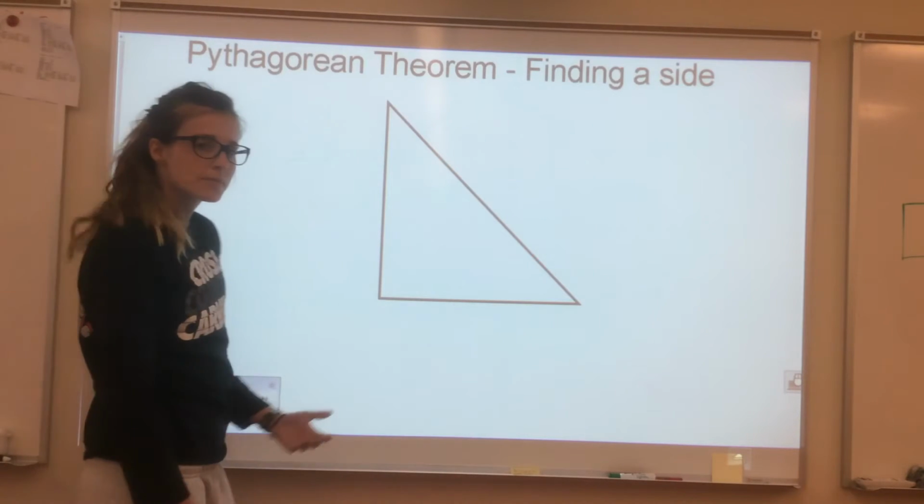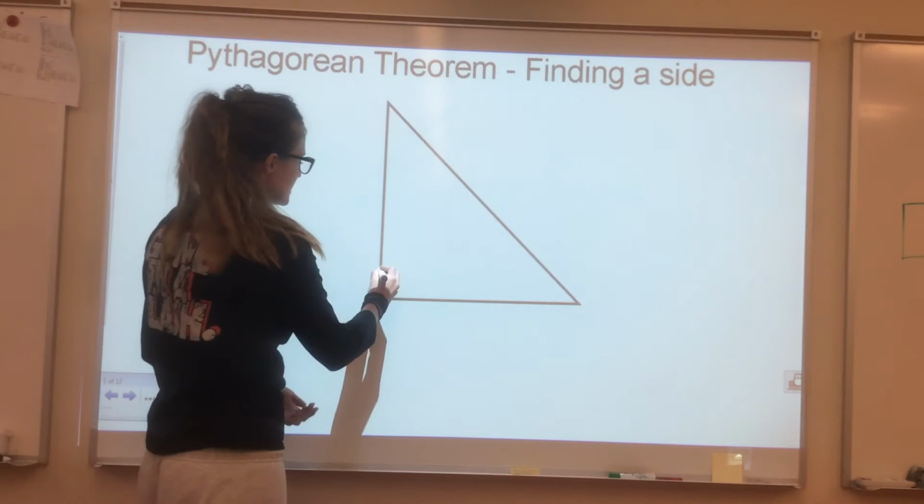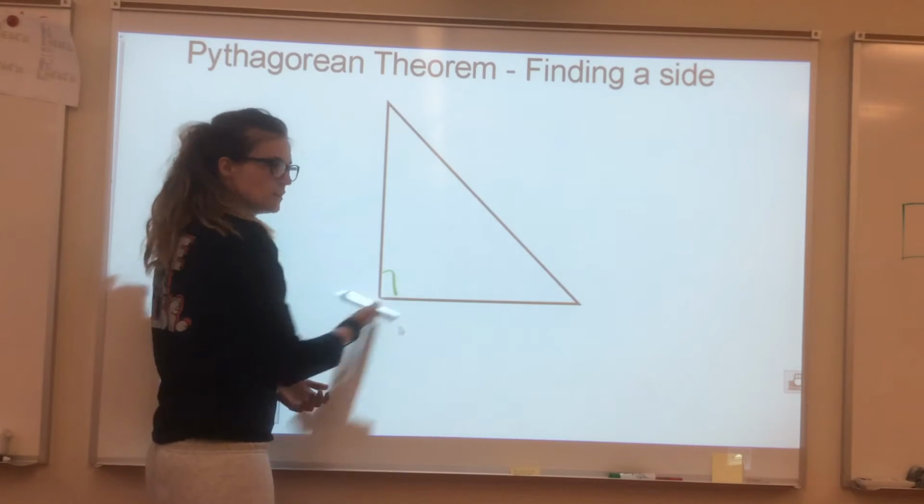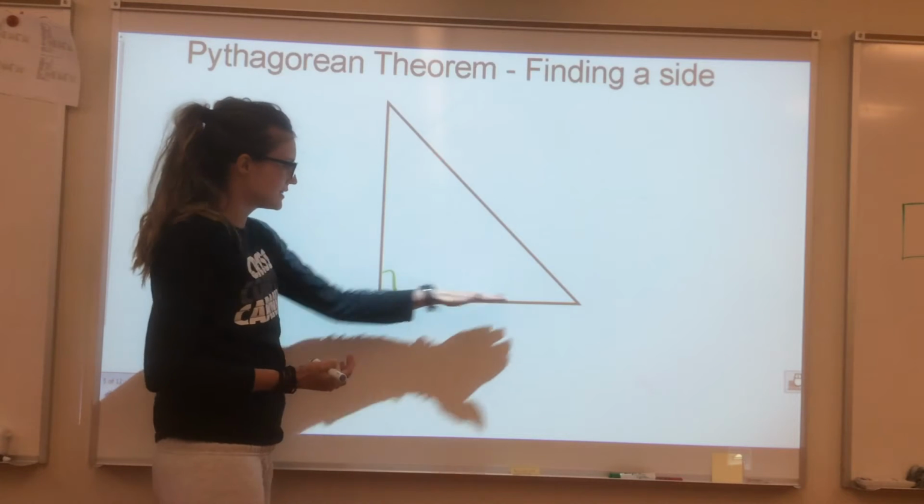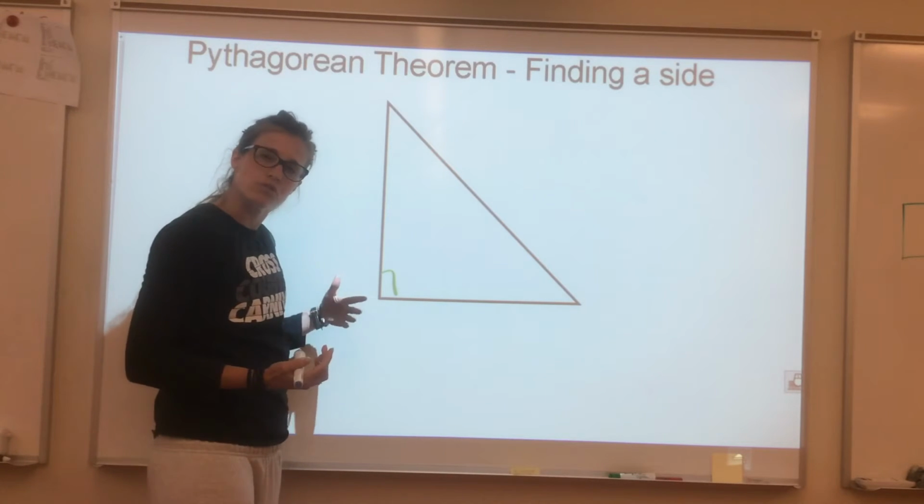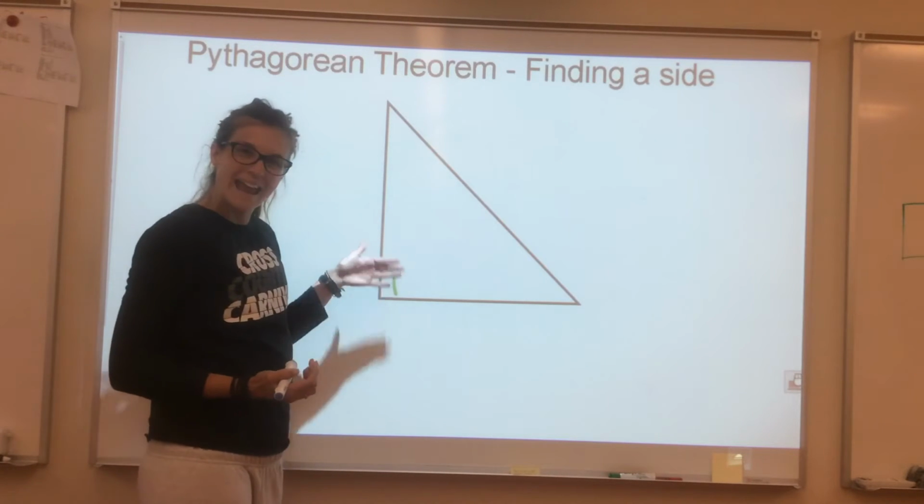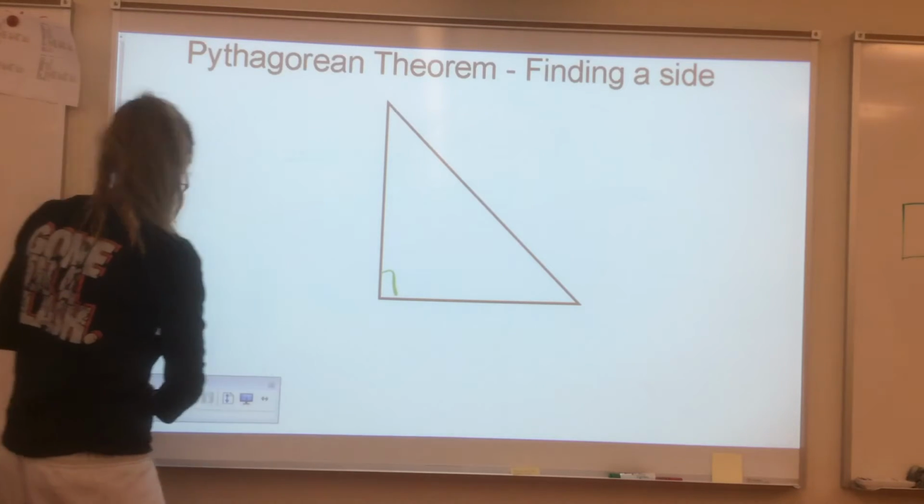Okay, now we're going to be finding a side. A side is any of the sides or the lengths that connect to the right angle. So the sides connect into the right angle, so that you know if that's a side. So we're going to be finding A or B.